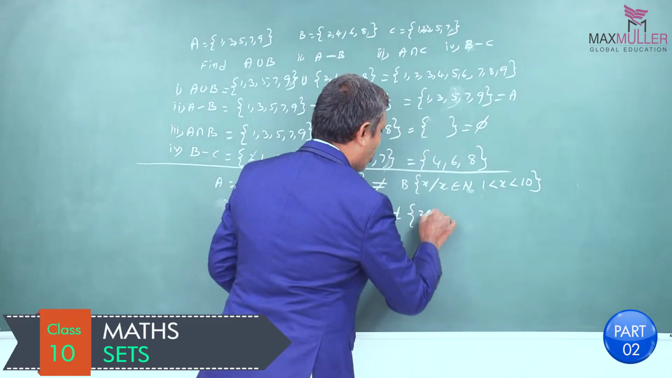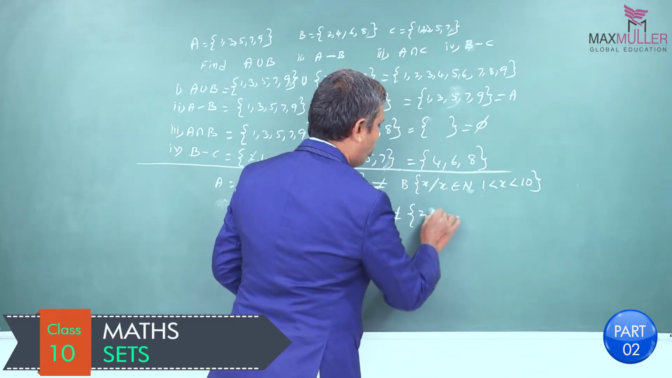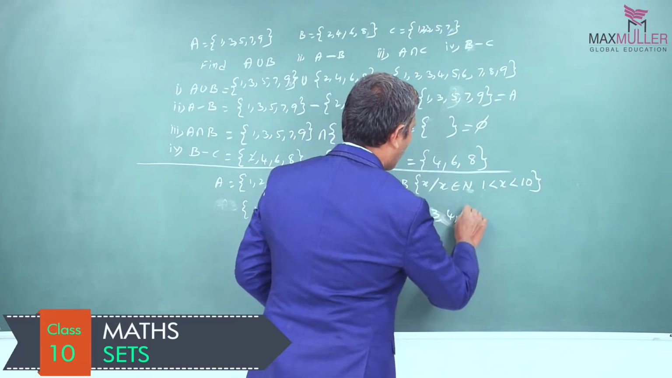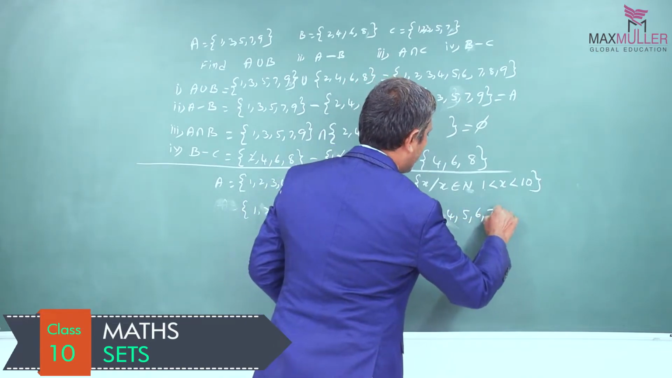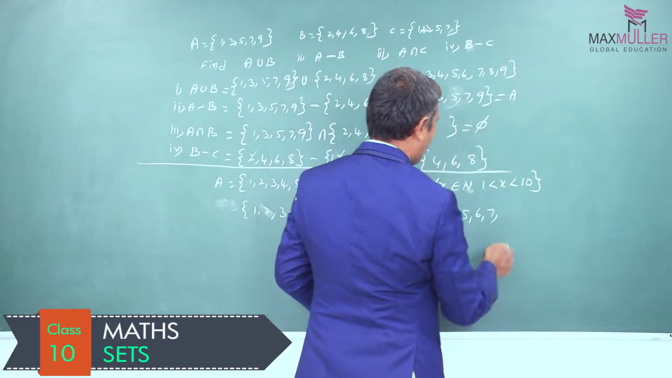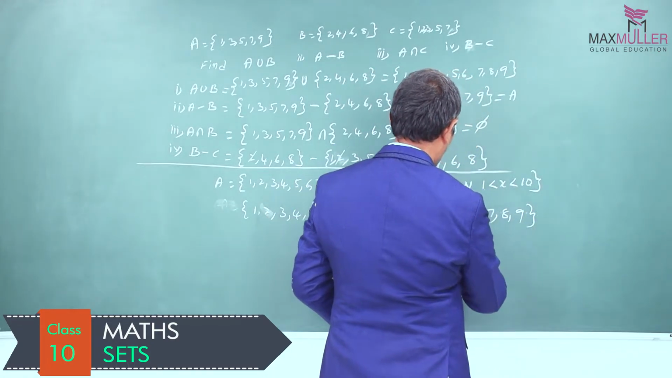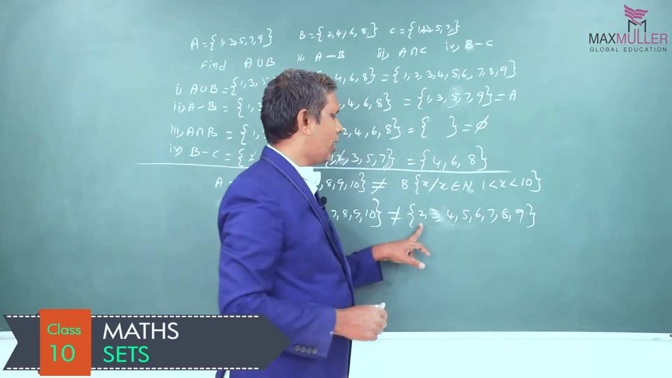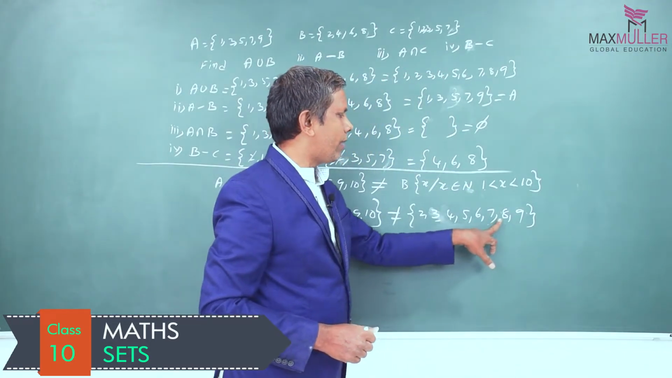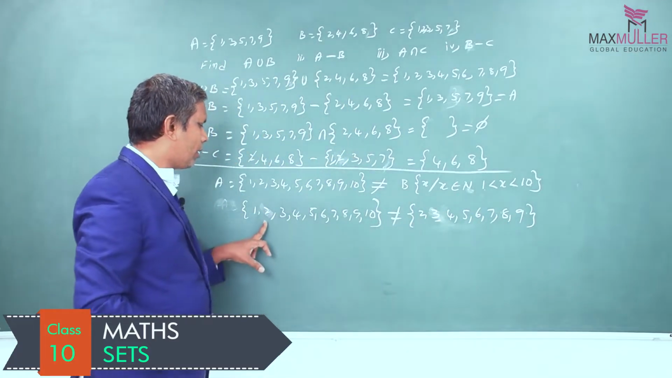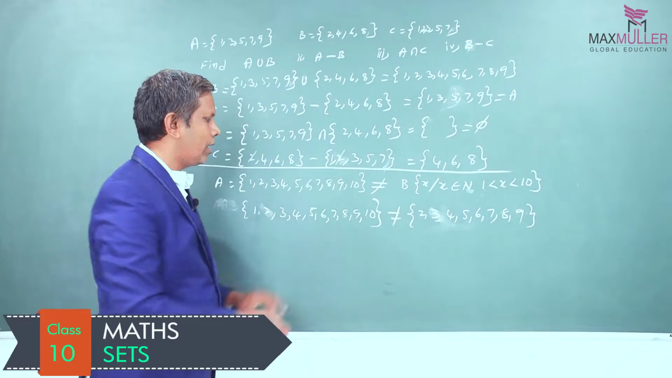So 2, 3, 4, 5, 6, 7, 8, 9. Don't write that 10. Don't write 10. 2, 3, 4, 5, 6, 7, 8, 9. What are the elements here? 1, 2, 3, 4, 5, 6, 7, 8, 9, 10.